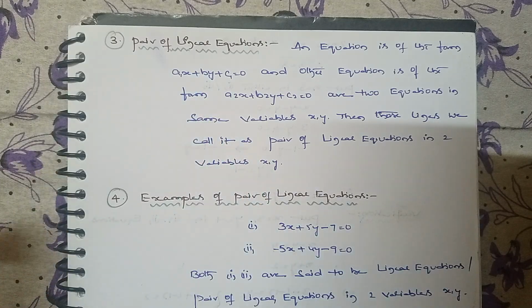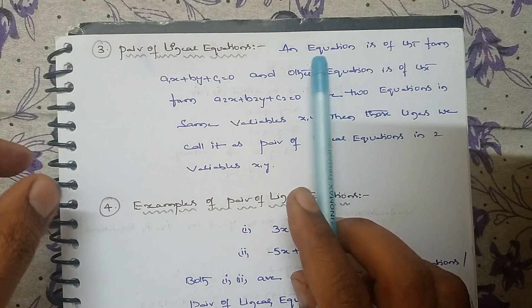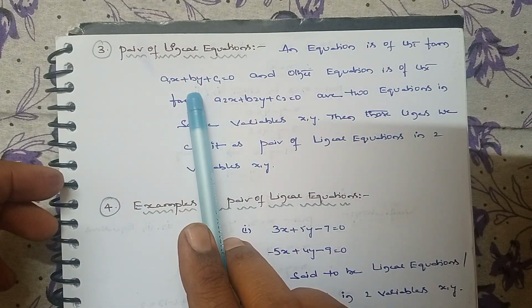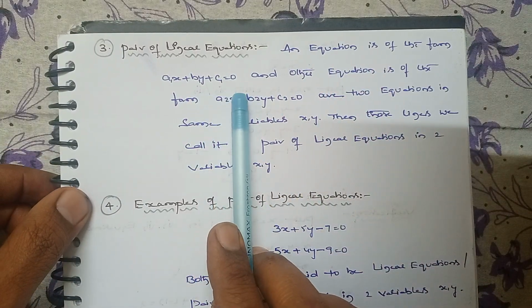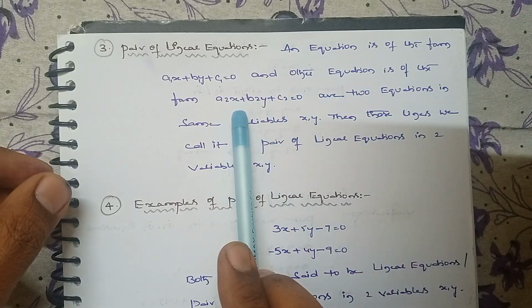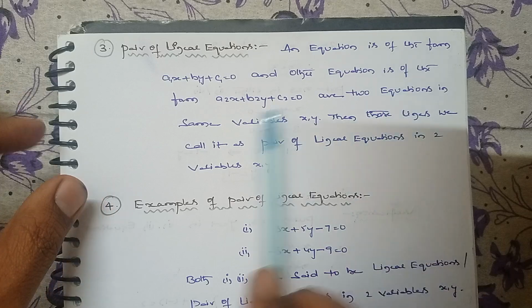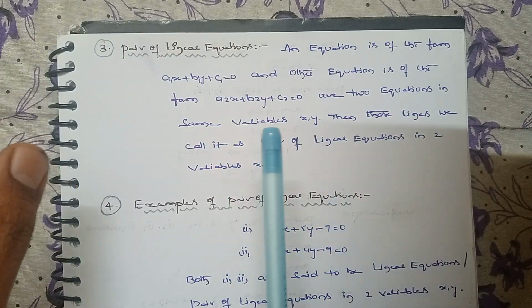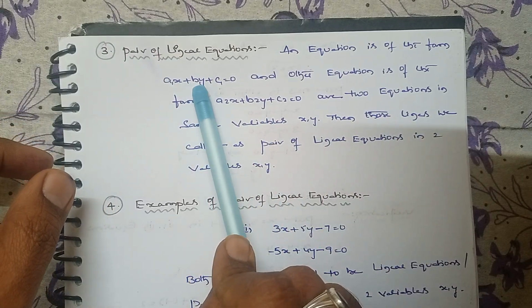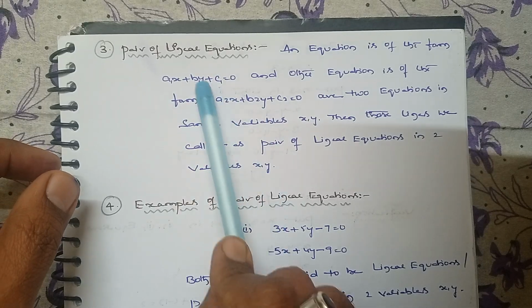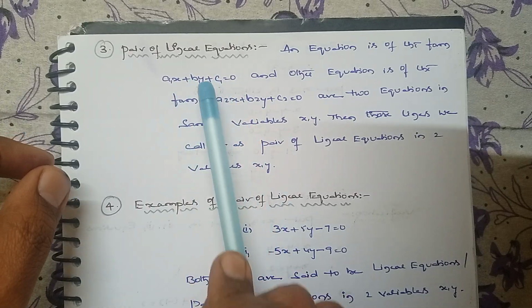Students, pair of linear equations. So what is a pair of linear equations? An equation of the form a1x plus b1y plus c1 equal to 0, and another equation a2x plus b2y plus c2 equal to 0, are two equations in the same variables x comma y. Okay, I took one equation and I took another equation. Both equations are in terms of the same variables x and y.